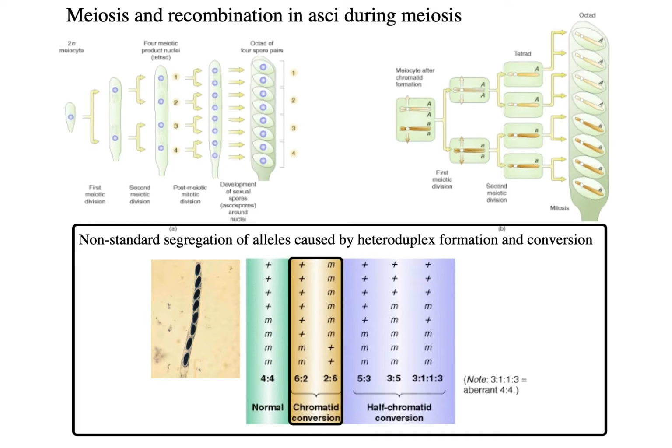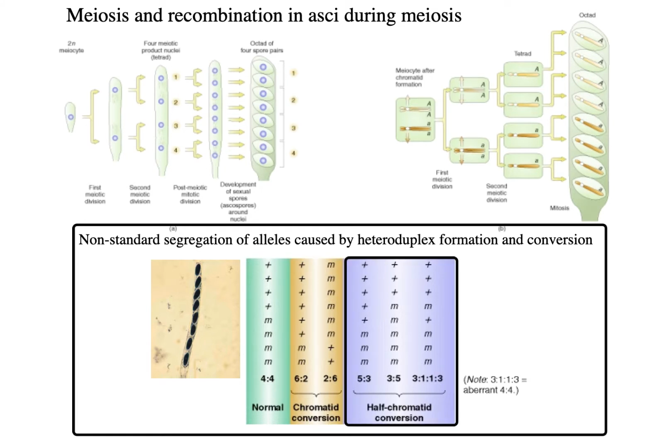But what they found was, in some cases, there was a 6-2 or 2-6 segregation. So of the spores, there were 6 that were wild type and 2 were mutant, or 6 were mutant and 2 were wild type. And they even had some that were 5-3 and 3-5, and some that were 3-1 to 1-3, in that they were arranged differently within the ascus. And it's a very regular segregation of the spores in the ascus. So something different was happening.